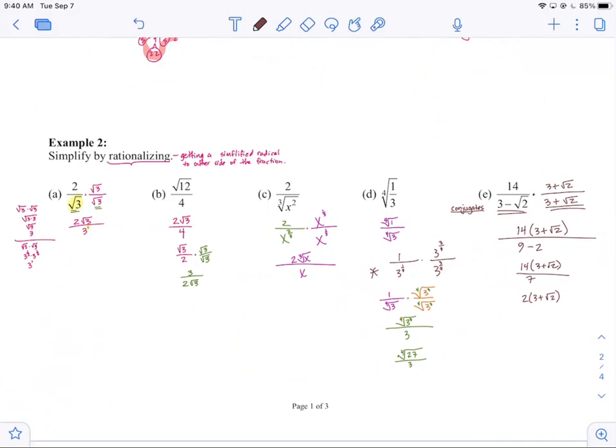The worksheet is out there. I would go today and try to do anything from the worksheet you can that's similar to example 1 and 2.